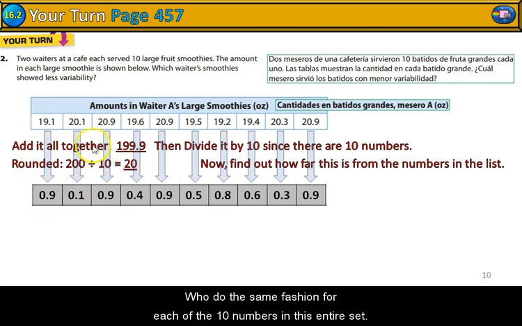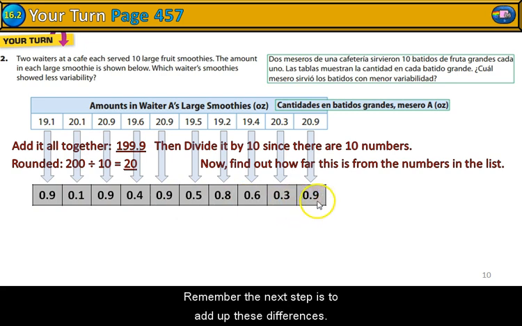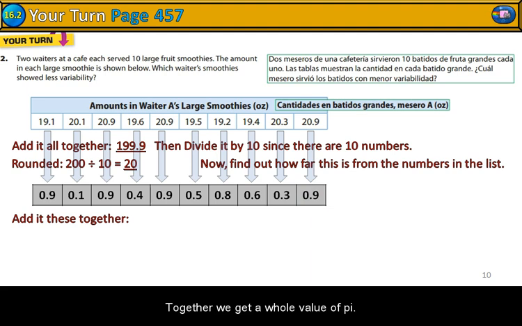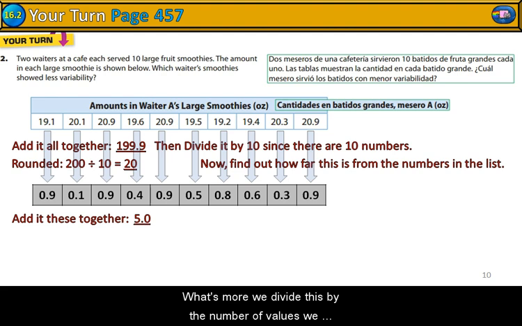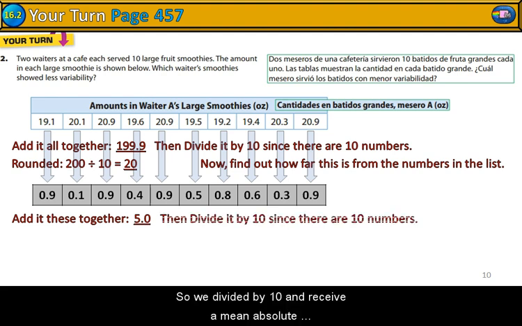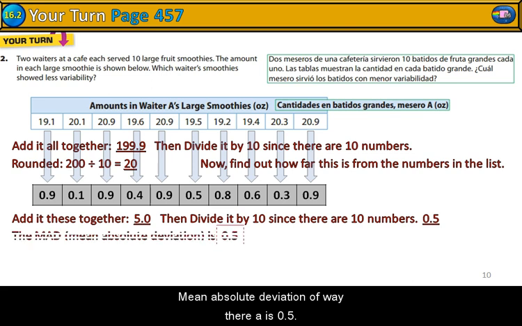We do the same for each of the 10 numbers in this entire set. Remember, the next step is to add up these differences, and together we get a value of 5. Once more, we divide this by the number of values we added together. So we divide by 10 and receive a mean absolute deviation of 0.5. The mean absolute deviation of waiter A is 0.5.